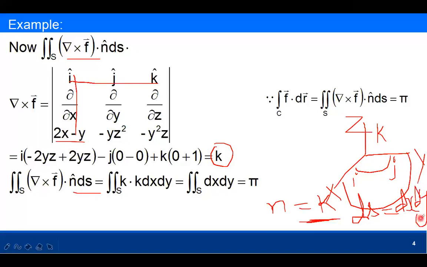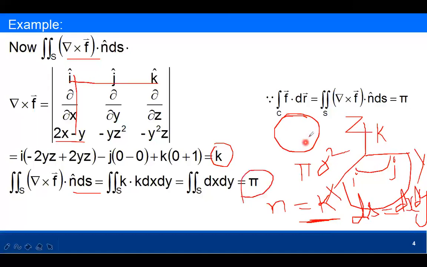So k dot k is 1, so it is the double integral of dx dy. It is the area of the given region. The region is a circle, so the area of the circle is pi r square. What is r? r equal to 1. So pi into 1 square, that is 1. Therefore we will get pi.